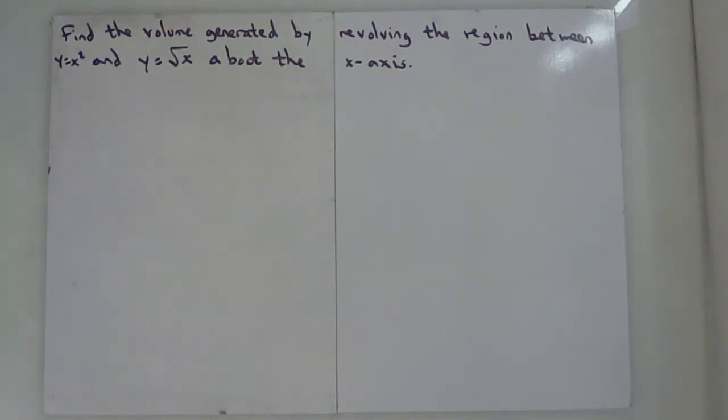Find the volume generated by revolving the region between y equals x squared and y equals root x about the x-axis. So you've got two functions here. What we need to do is get a little picture, basically decide which function's on top. Hopefully through the whole place where they generate this region, one function's on top, otherwise it's quite complicated. But let's have a look.